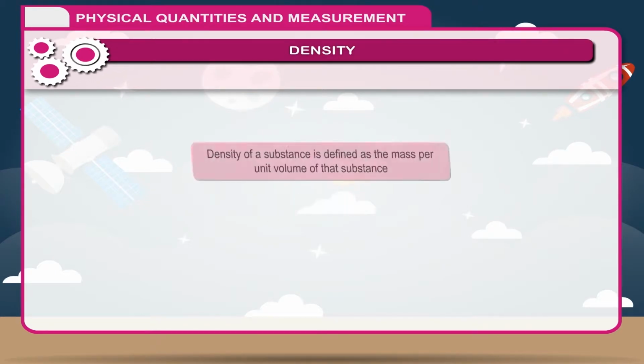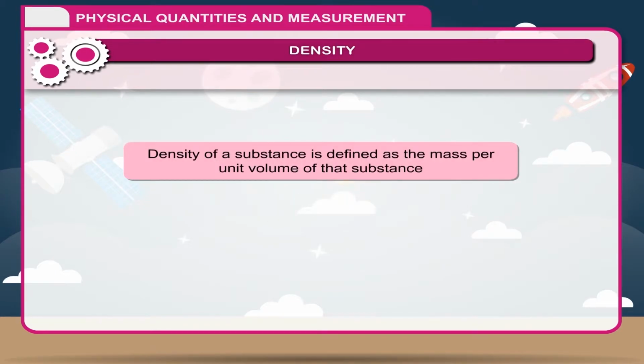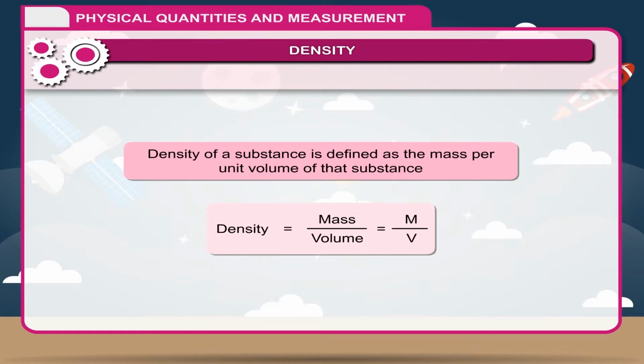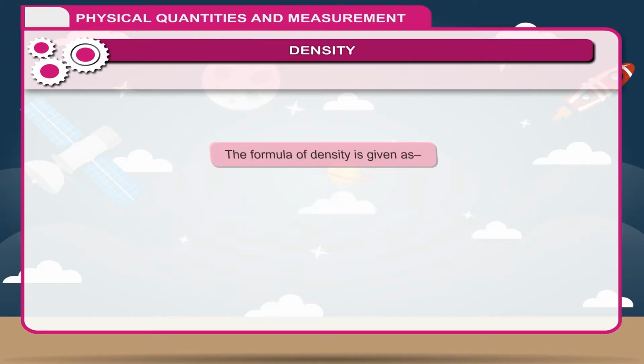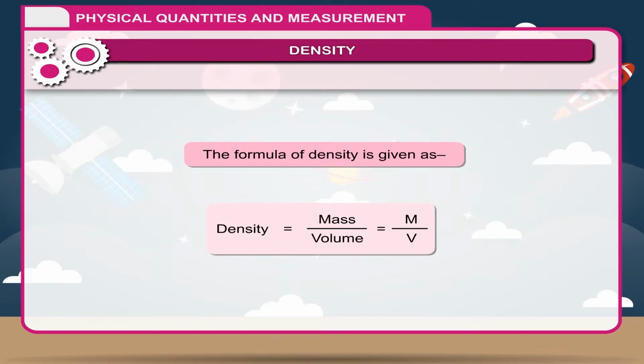Density. Density of a substance is defined as the mass per unit volume of that substance. Density is equal to mass divided by volume is equal to M divided by V. Unit of density. The formula of density is given as density is equal to mass divided by volume is equal to M divided by V.